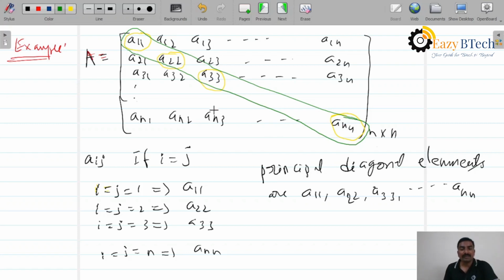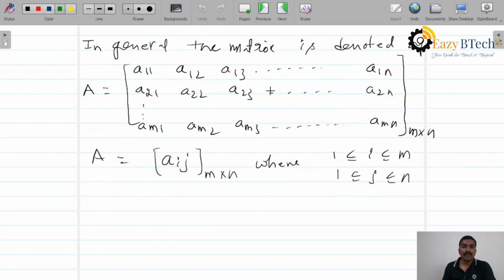Now come to the next definition. This is the only principal diagonal. What is a diagonal matrix?